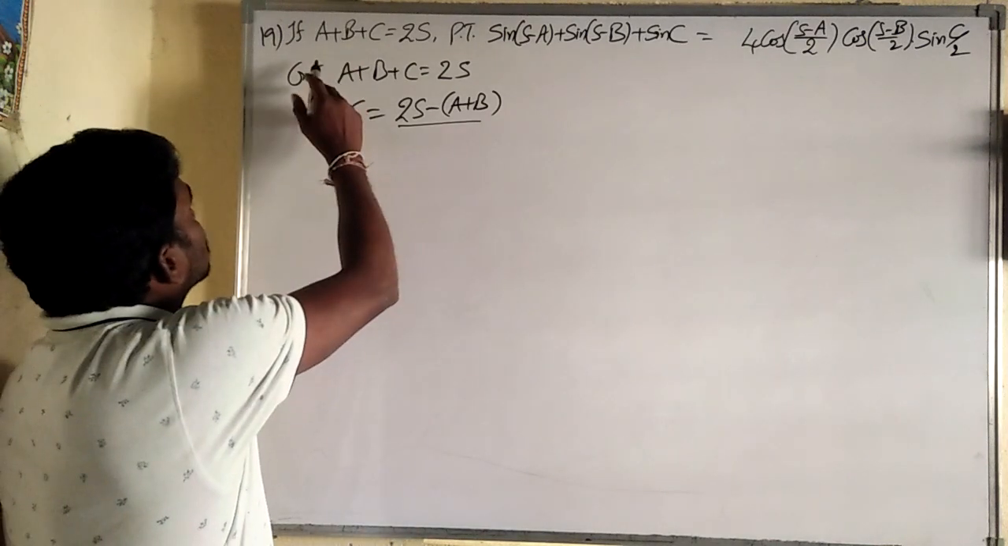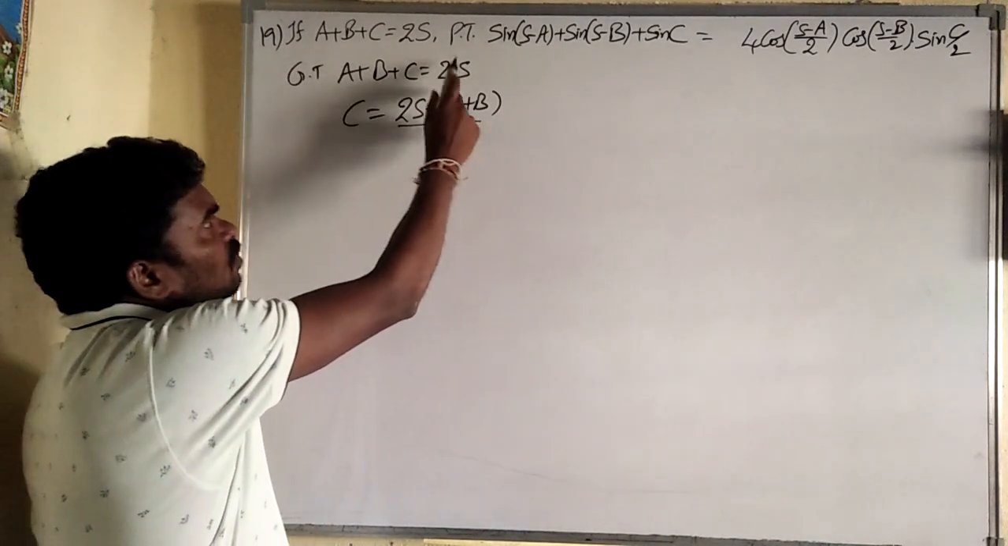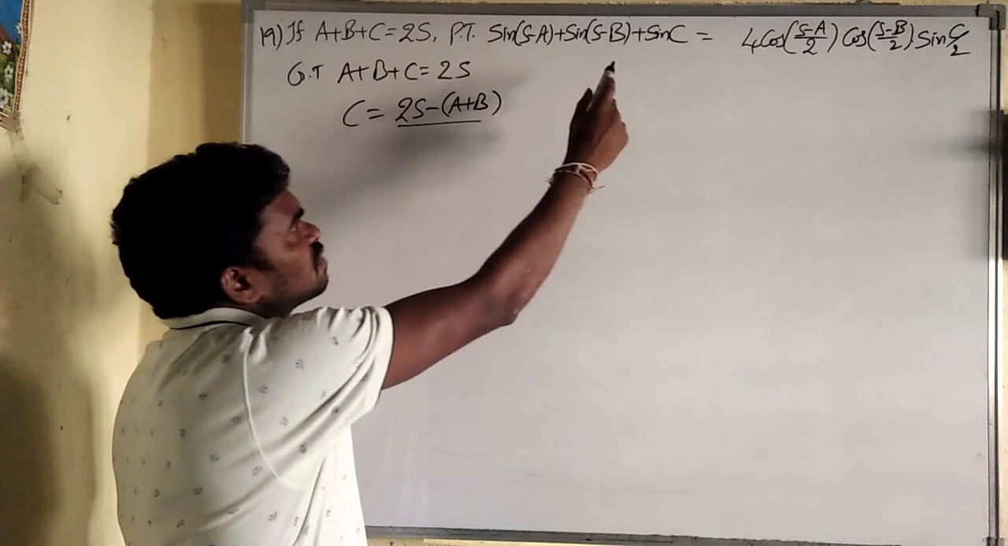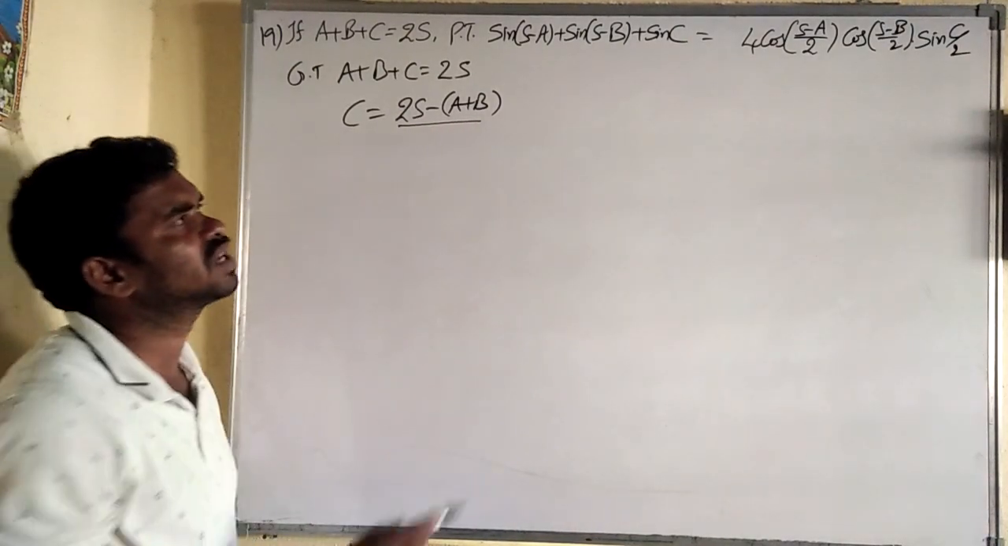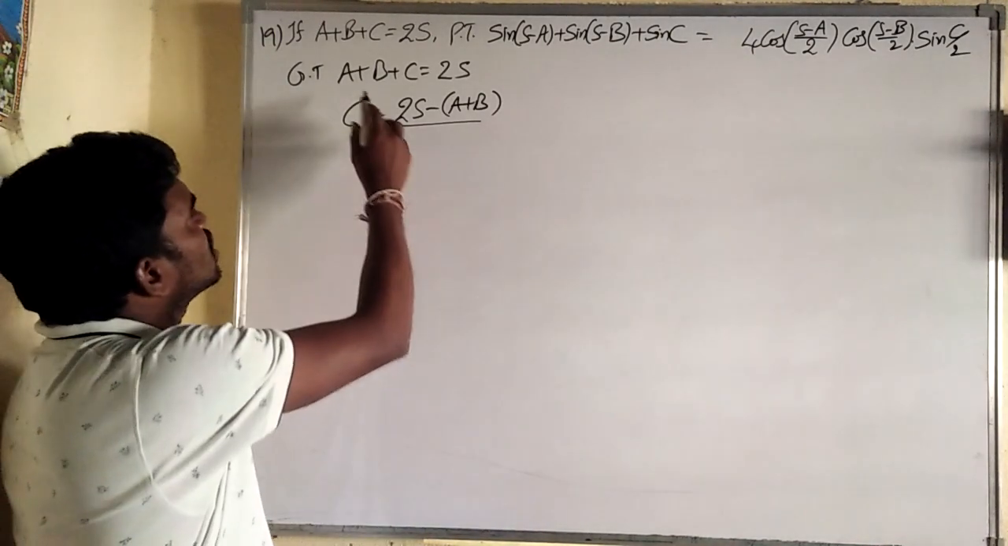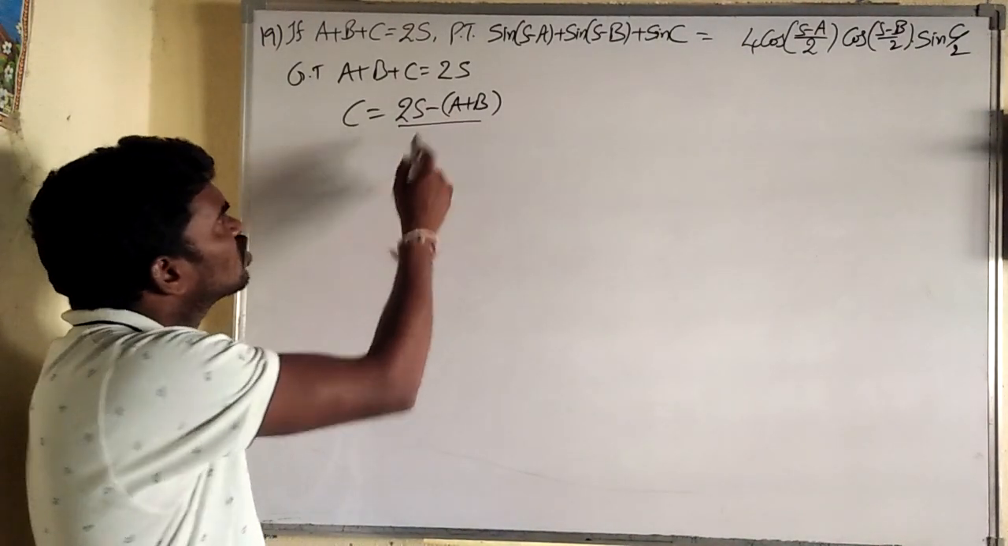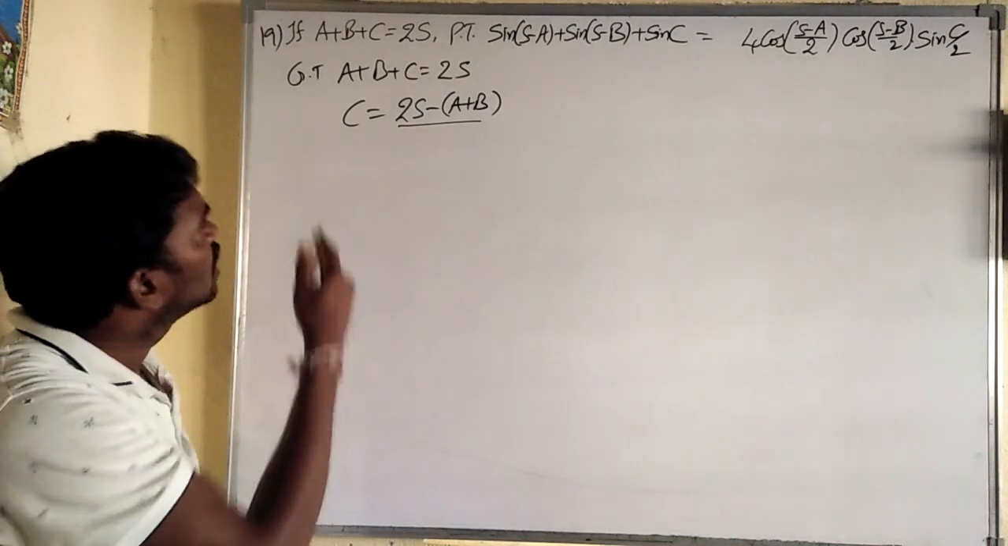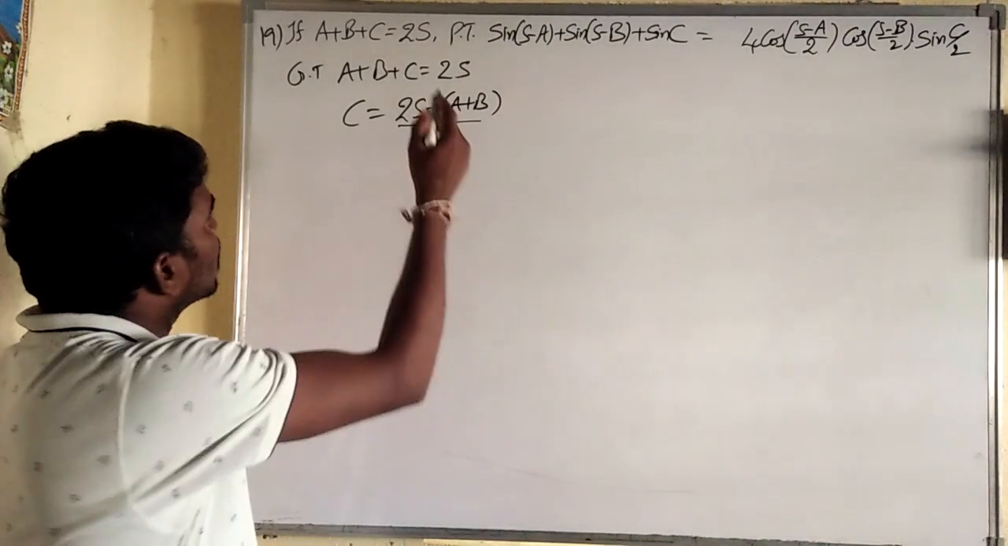Nineteenth: if A plus B plus C is equal to 2s, then prove that sin (s minus A) plus sin (s minus B) plus sin C is equal to 4 cos (s minus A) by 2 cos (s minus B) by 2 into sin C by 2. So what is the condition? A plus B plus C is equal to 2s, from that C is equal to 2s minus (A plus B). Other conditions we can also write, but one is enough.